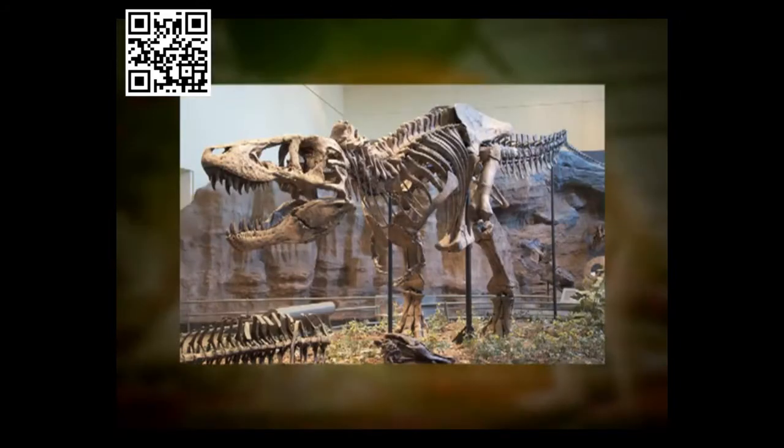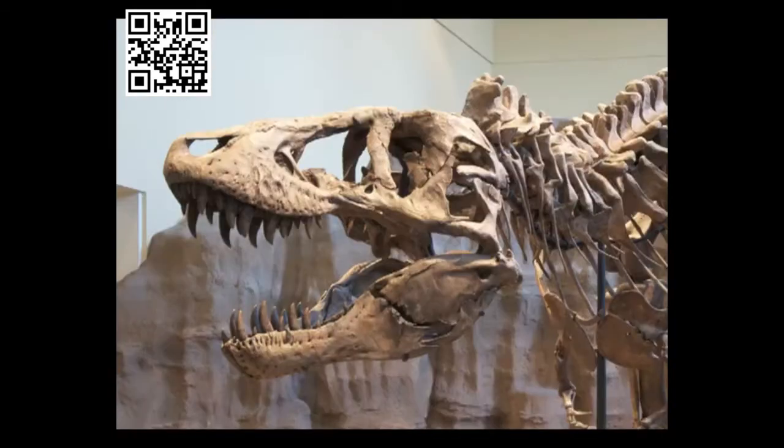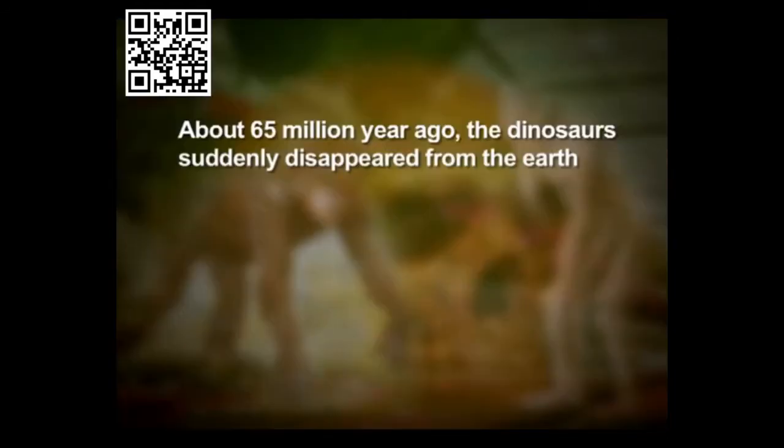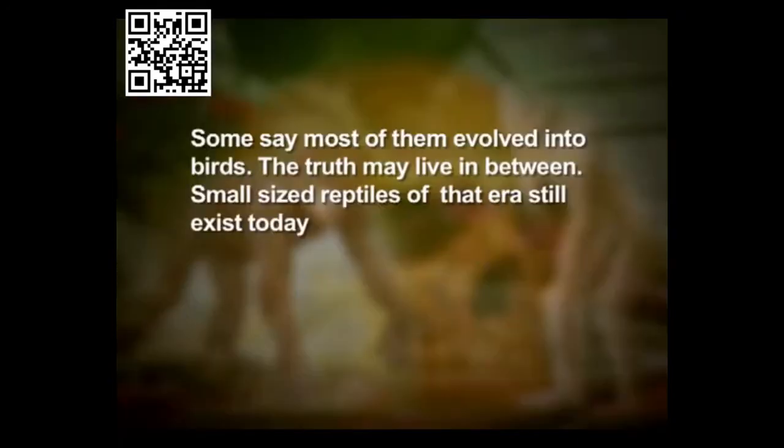The biggest of them, Tyrannosaurus rex, was about 20 feet in height and had huge fearsome dagger-like teeth. About 65 million years ago, the dinosaurs suddenly disappeared from the earth. We do not know the true reason. Some say climatic changes killed them. Some say most of them evolved into birds. The truth may lie in between. Small sized reptiles of that era still exist today.